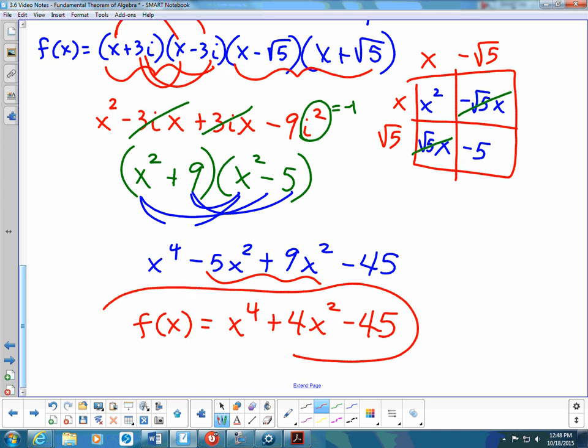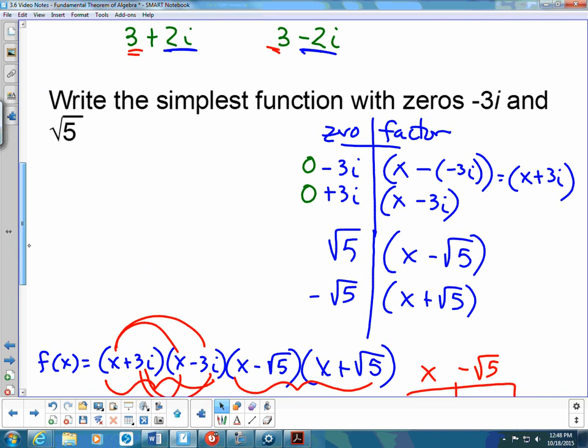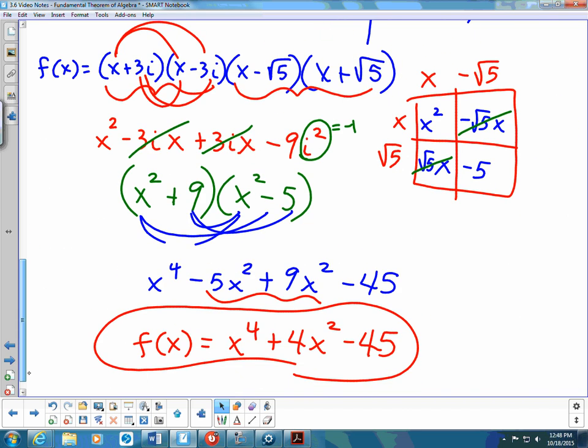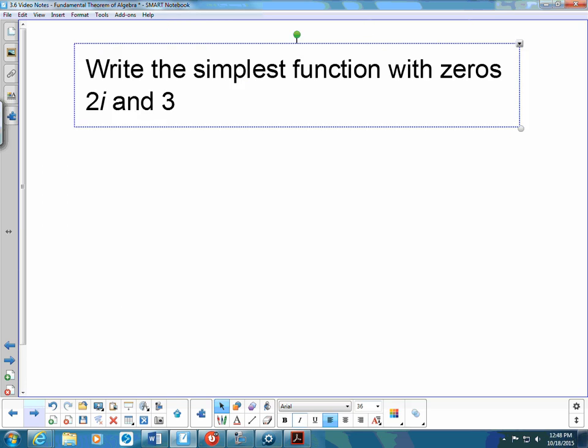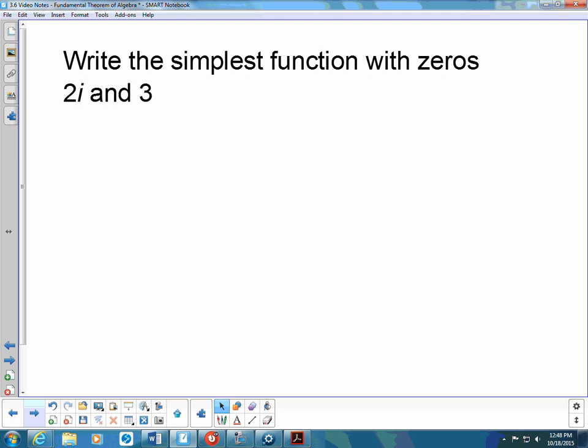So again, this is a degree 4 polynomial function. It will have to have 4 zeros because it's a degree 4, and we know what those 4 zeros are. They're going to be negative 3i, 3i, square root of 5, and negative square root of 5. Okay, so we have one final example to finish up the video. And again, it's just practicing writing a polynomial in simplest form given the zeros.